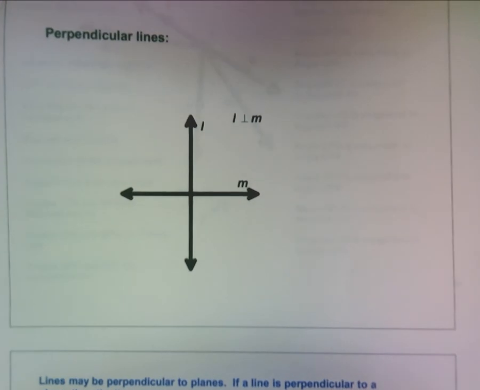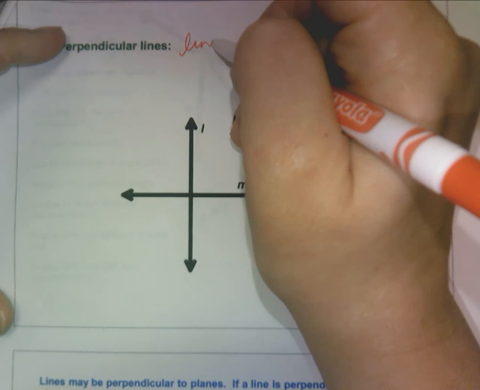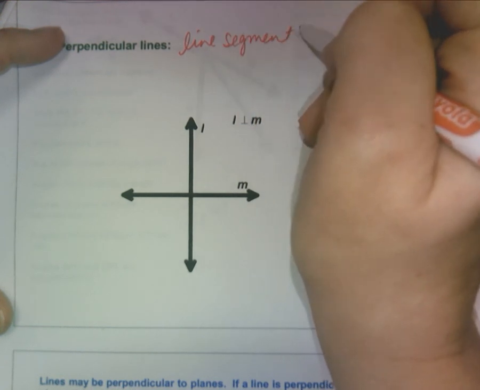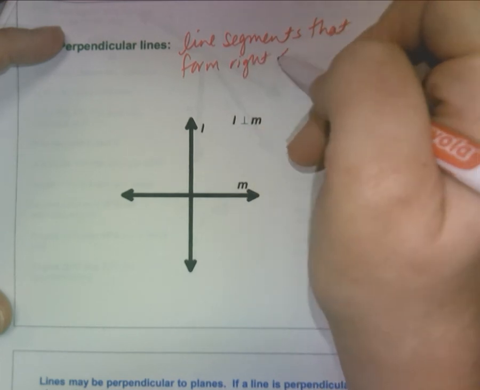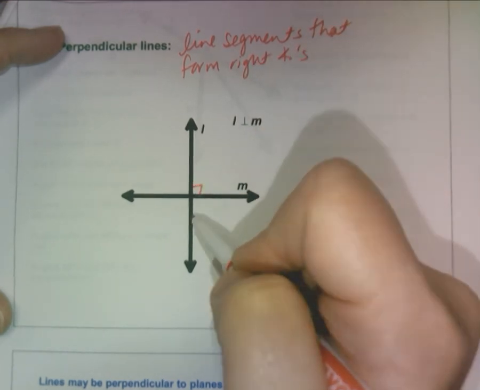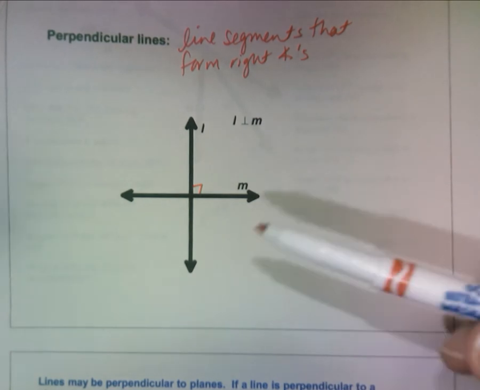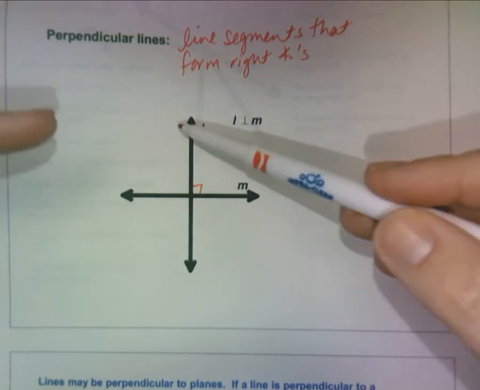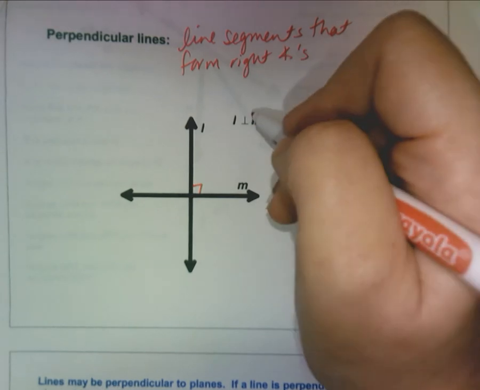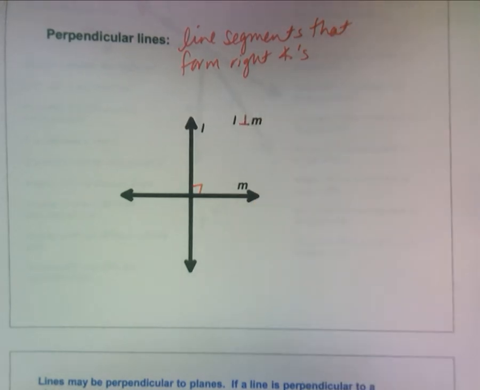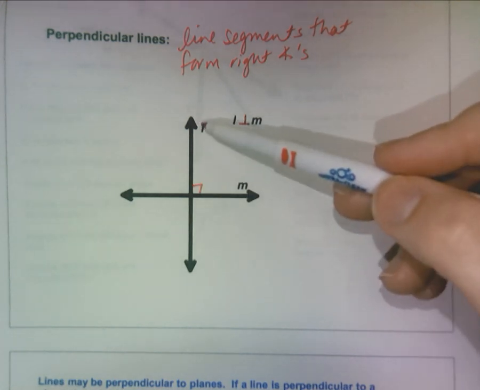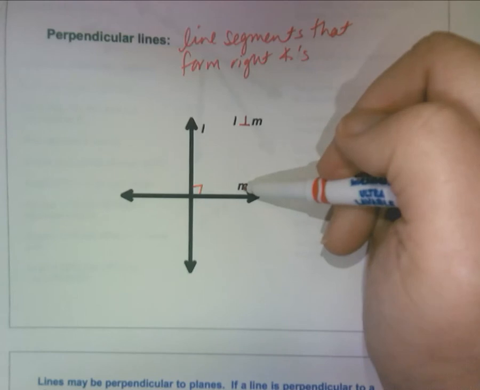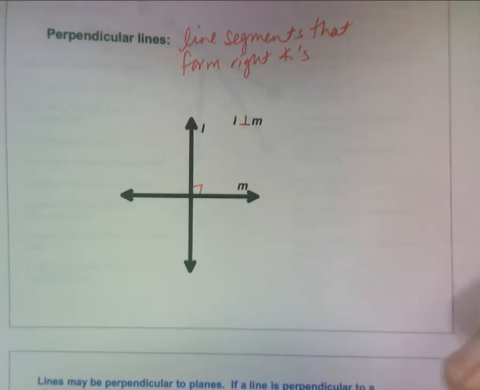Perpendicular lines. Perpendicular lines are line segments that form right angles. So if you see line segments and they're forming right angles like this, then you can say that these two lines are perpendicular. The symbol for perpendicular is an upside down T, and you name a line, remember, by a cursive lowercase l and a lowercase m, or you can name a line by 2 points. There's no points on here. But these two lines are perpendicular.